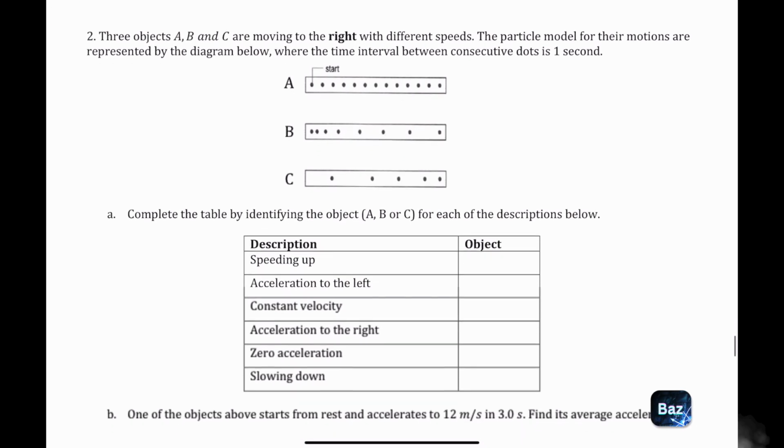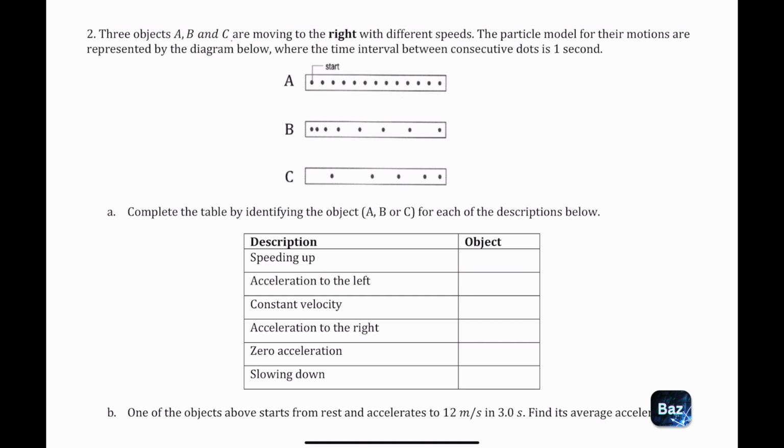Question 2. Three objects A, B, and C are moving to the right with different speeds. The particle models for their motions are represented by the diagram below, where the time interval between consecutive dots is 1 second. Complete the table by identifying the object A, B, or C for each of the descriptions below. So, speeding up is B.